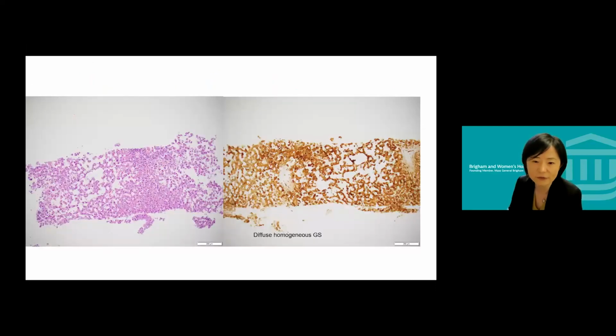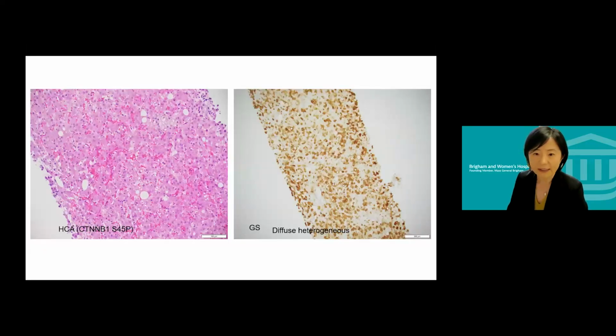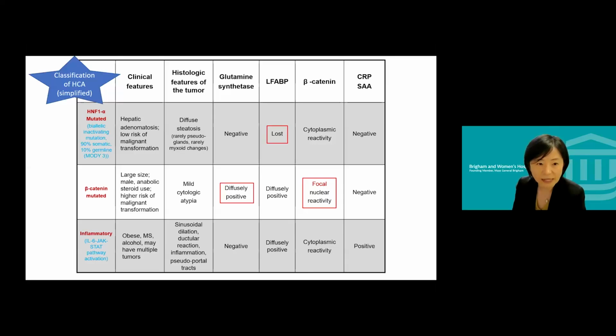So this is what a diffuse homogeneous uniform glutamine synthetase positivity looks like. And this is a so-called diffuse heterogeneous pattern, or some people call this checkerboard pattern. We see them in certain mutations, such as the S45 position, but because it's not diffuse and strong positive, this does not indicate the full activation of the beta-catenin pathway, and so it does not have the same high risk of malignant transformation. So that's the beta-catenin activated adenoma.